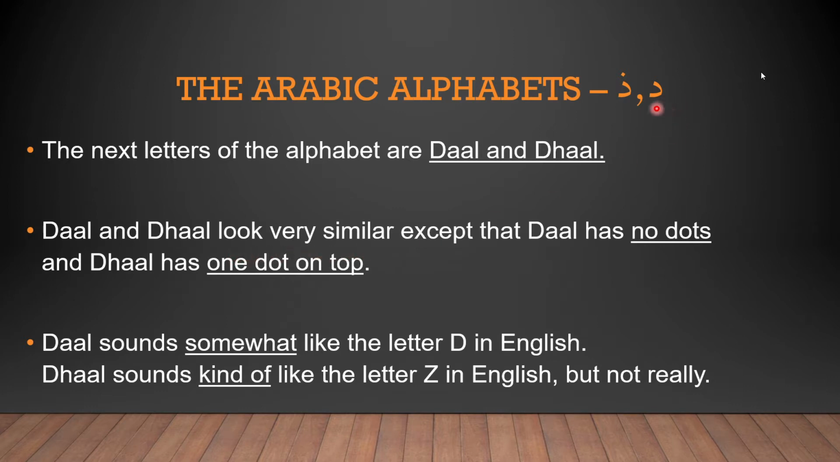So as you can see, Dal and Zal are exactly the same, except the only difference is that Dal has no dots at all. See, this Dal has no dot, it's just a body, and Zal has one dot on top. Dal and Zal are similar to each other, but the only difference is that Dal has no dots and Zal has one dot. Alright? Dal sounds somewhat like the letter D in the English language.